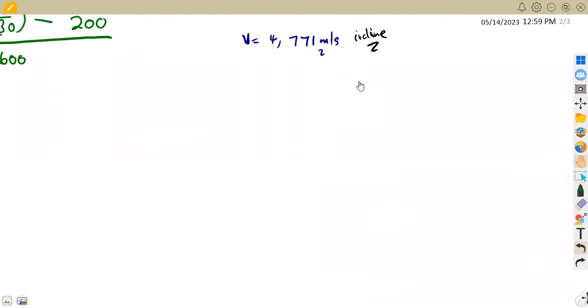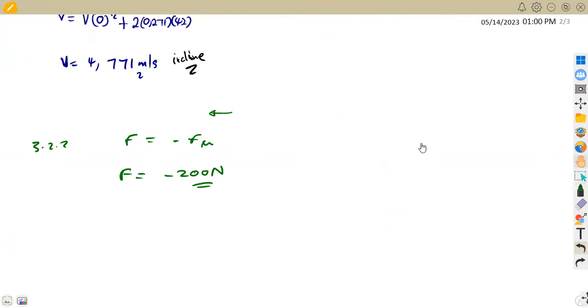Remember, it is opposed by this force. So this is going to be 3.22, the negative of the frictional force. This is the only force affecting the horizontal. So our force is going to be equivalent to negative 200. Remember, our frictional force was 200 Newton. So that is what you're going to have in this case. All right, so that was 3.22.